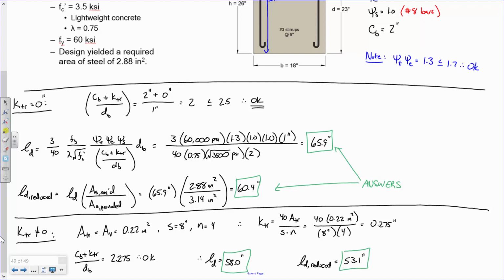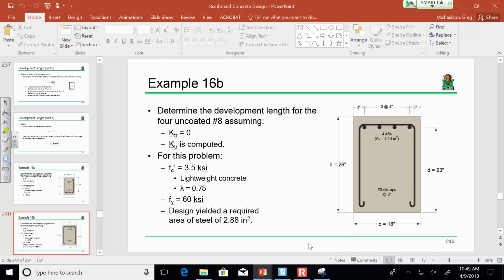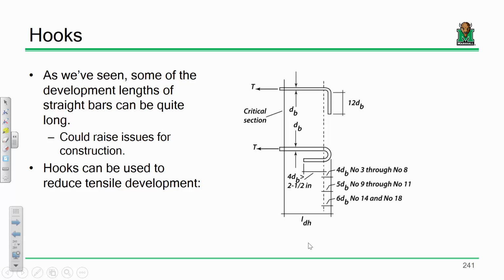Yes? So does that mean each bar has to be that far? Yes. Each bar would have to be embedded that far based on these conditions. We can improve upon that, and I'm going to show you real quick and then we'll call it. I know y'all are packing up. Just give me one sec. We can improve upon that by doing this.